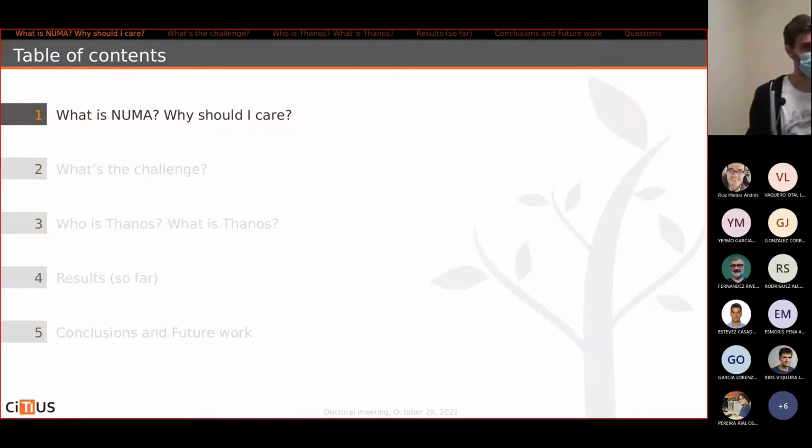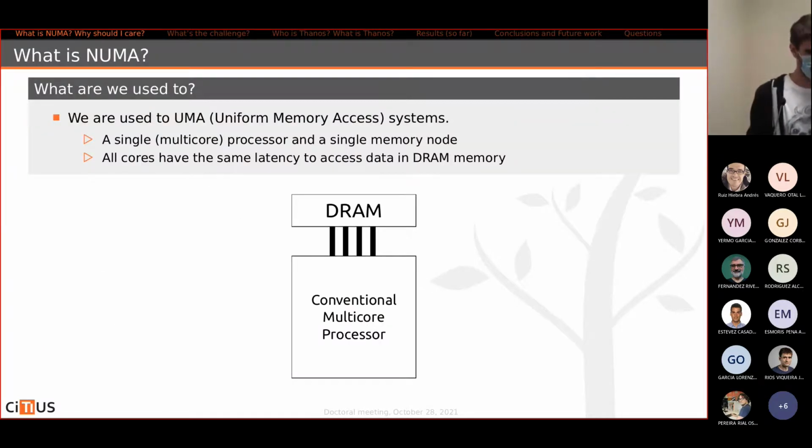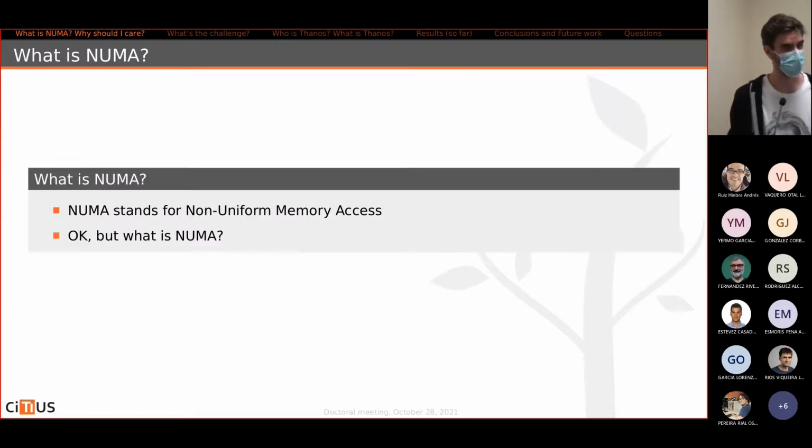So let's start telling you what is a NUMA system. First, we should introduce what we are used to. We are all using UMA systems, that means Uniform Memory Access systems. All your laptops, desktops, even your mobile phones are UMA systems. That means that every core has the same latency to access the data in the DRAM memory. In opposition to that, we have NUMA systems, which stands for non-uniform memory access.